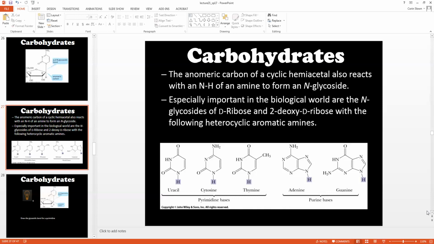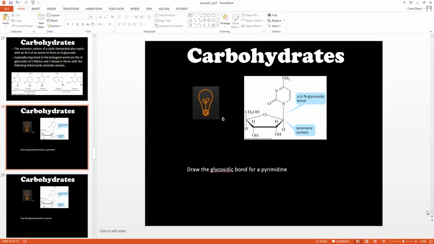So I want you to take a moment. What is the glycosidic bond for a pyrimidine? So choose any pyrimidine other than the one that is shown. In this case, the pyrimidine that is shown would be cytosine. So choose a different pyrimidine and draw the glycosidic bond.